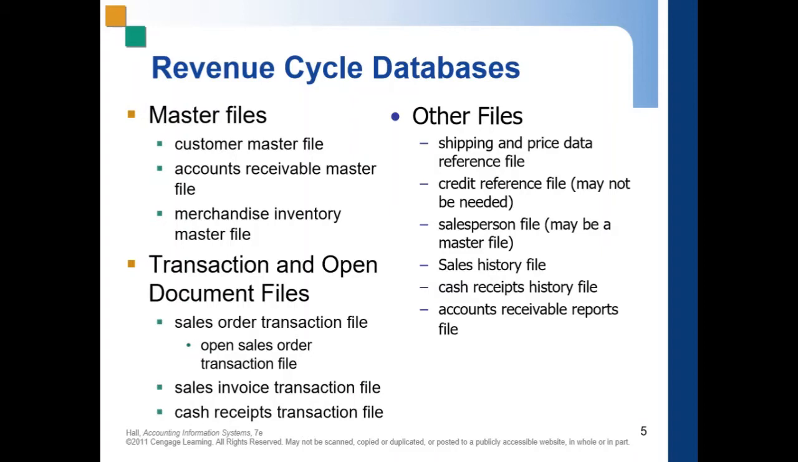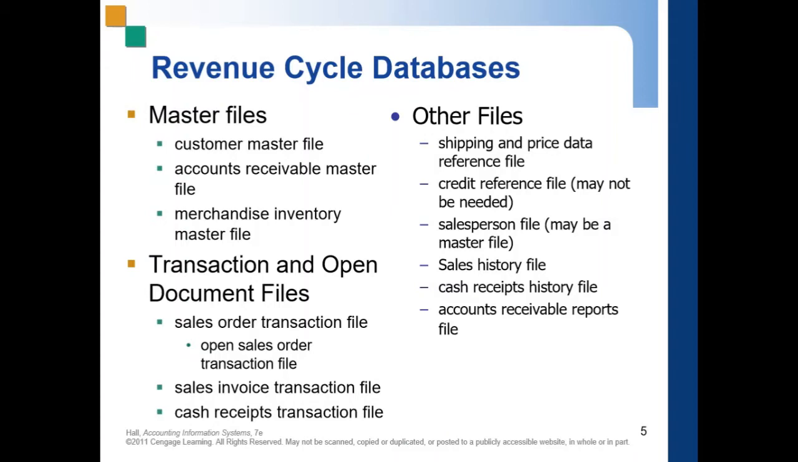For the master files that we will be using in the revenue cycle, we have the customer master file, which contains all the information about the customer, like the billing address or the current credit limit of the customer, and so on. Next is the accounts receivable master file, which contains all the accounts receivable transactions. We also have the merchandise inventory master file, which is the source of data for the current inventory level of the organization.